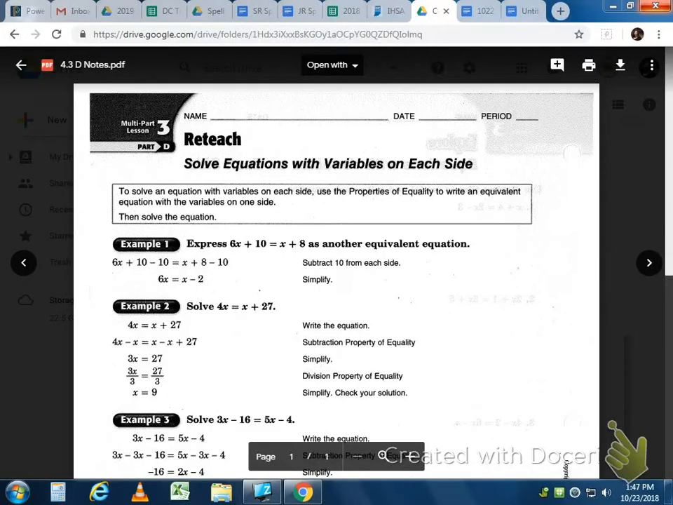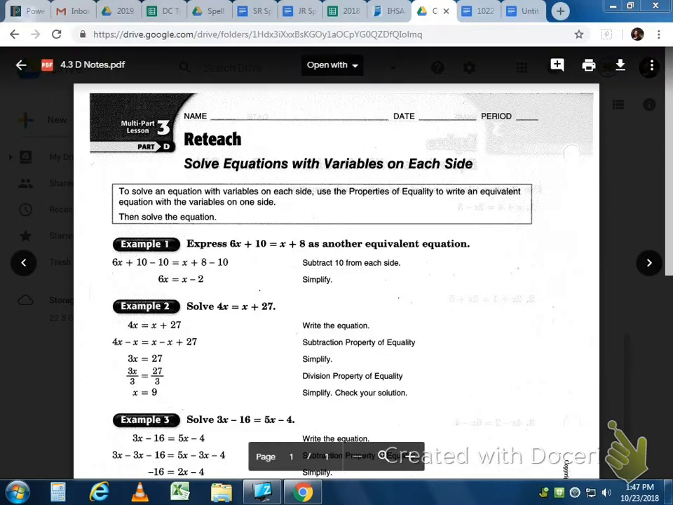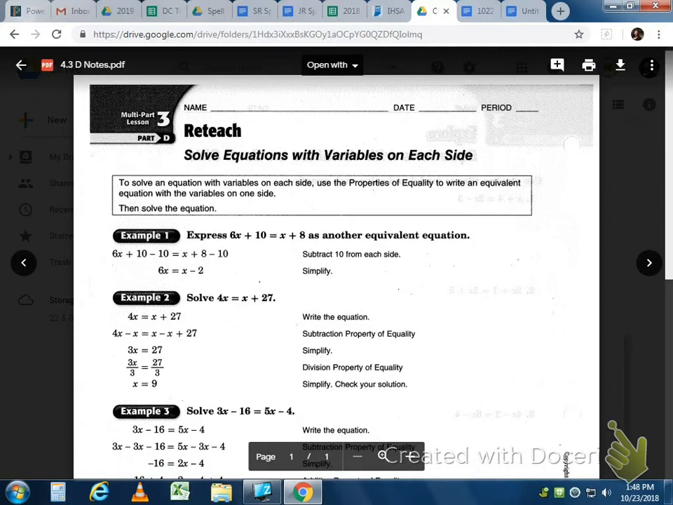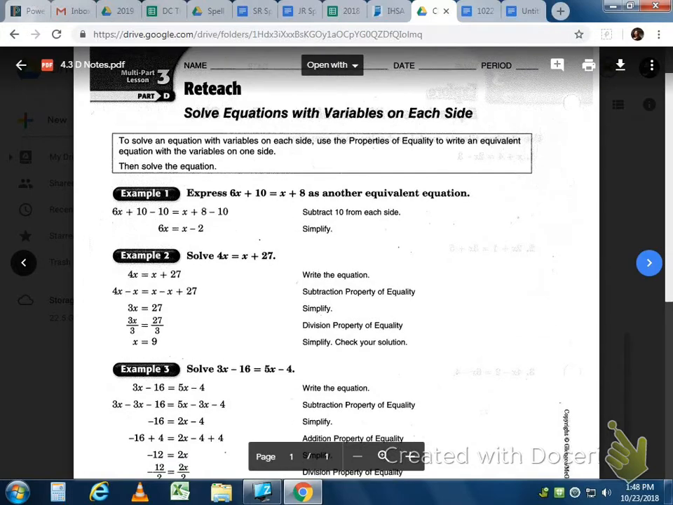Lesson 4.3D, solve equations with variables on each side. So we're going to add a step to solving our equations. We've been doing two-step equations, but this time we're going to end up having a variable on each side of the equal sign, and you have to move that together first before you end up with a two-step equation.